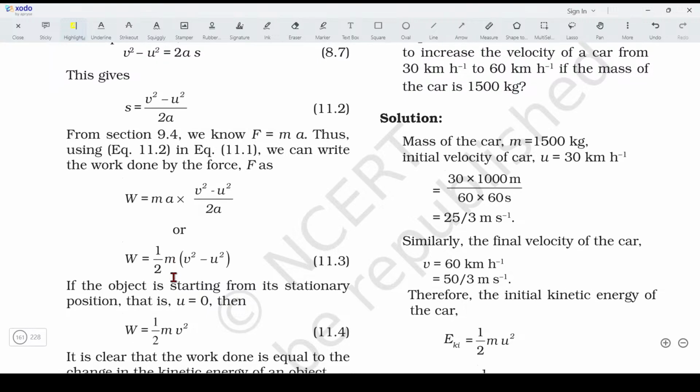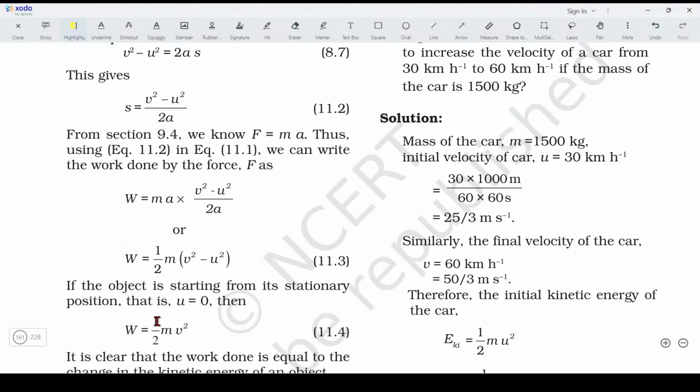If the object starts at 0 and reaches a velocity v, that means it has gained some energy, right? Earlier it was resting, that means there was zero energy. Now it has gained some energy. Who gave that energy? Whoever has pushed it, given the force. That fellow has given this energy, right?